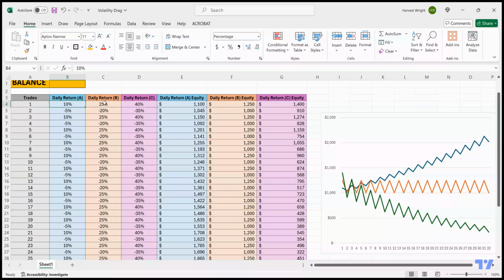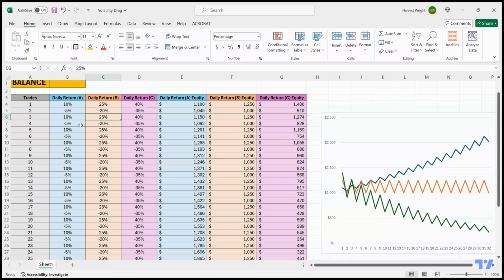Another example, let's say a different trader, he makes 25%, then he loses 20. He makes 25%, he loses 20. And trader 3, he makes 40 and he loses 35. He makes 40, and this just alternates like this, right? This is just for an example. Okay, so these are the percentages these traders are making or losing per trade.